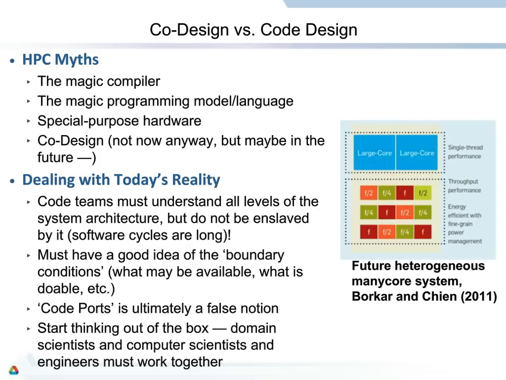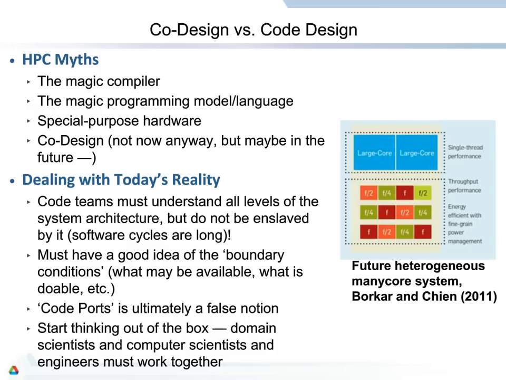So in order to deal with today's reality, the important message is that code teams must understand all levels of the system architecture, but it's extremely important not to be enslaved by the system architecture, meaning don't follow it all the way through, because if you do, your code is going to be written to a particular architecture, and then it'll be very hard to port to something else. It's important to have a good idea of the boundary conditions in the future, what may be available, what is going to be doable. This is all kind of trite, but you have to think about where the architectures might be going.